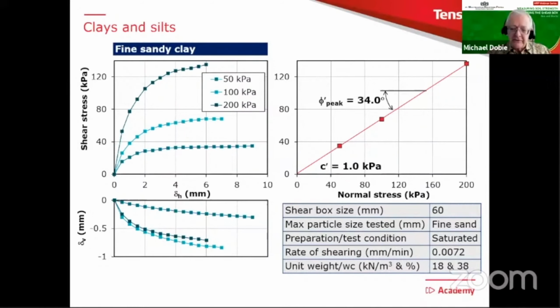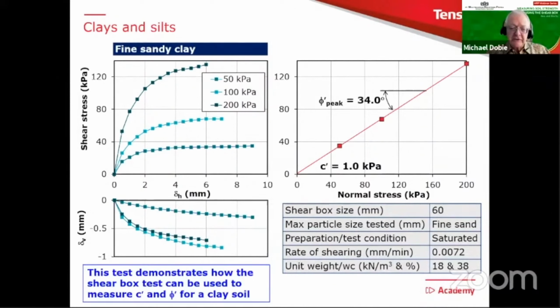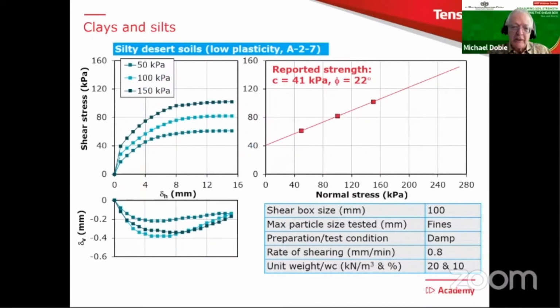And if you look at there, the rate of shearing is really slow, 0.0072 millimeters per minute. So this is a very nice demonstration that you can get extremely nice looking effective stress parameters out of the shear box test, providing you do it slowly in the case of clays. Okay, nice test. Here's another one.